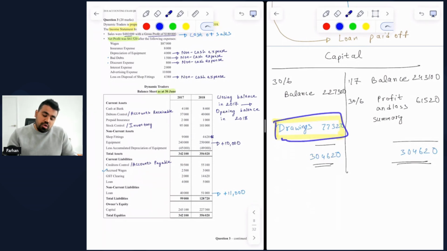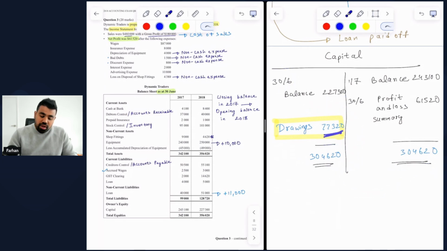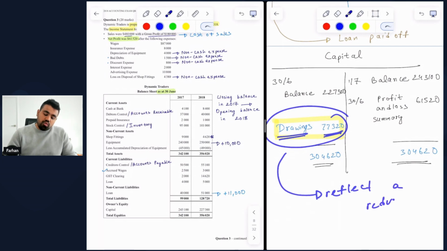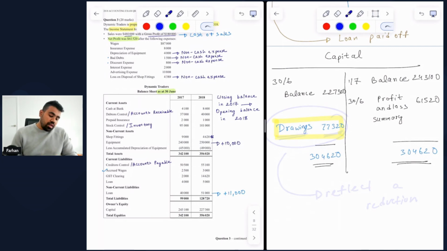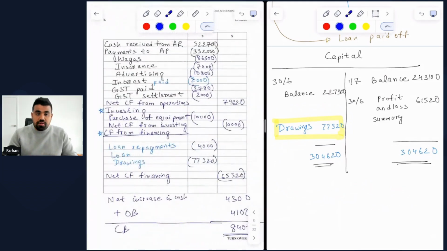So what we did is found the total of everything on the credit side, which gave us 304,620, which must be the total of everything on the debit side. And once you subtract the closing balance of 227,300 at 30 June 2018, you're left with 77,320, which is what we classify as drawings, reflecting a reduction in owner's capital or owner's equity. All right. So this cash drawings is what we are including within the financing activities section of the cash flow statement. And because this is a drawings, this is referring to outflow, and we're keeping this number in negative.